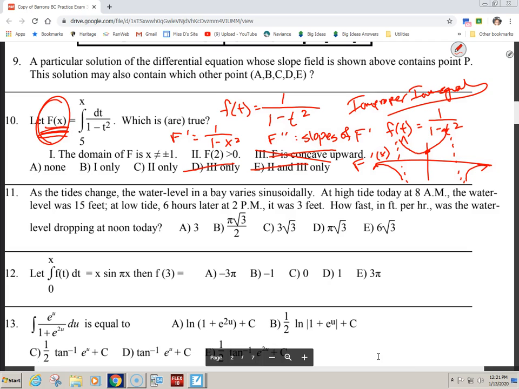F of 2, wouldn't that be the area under the curve from 5 to 2? Awkward, negative 2 to 5. So negative, hey guys, 2 to 5, isn't it already going to be a negative number? What's a negative times a negative? A positive. Oh, that's true.